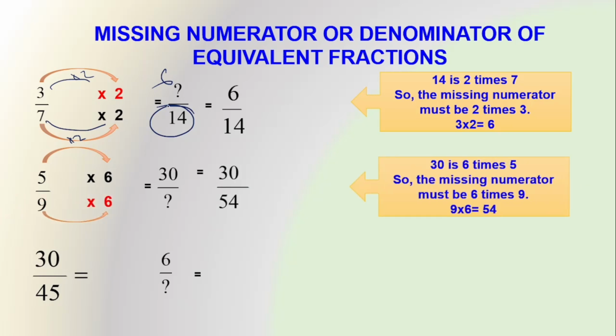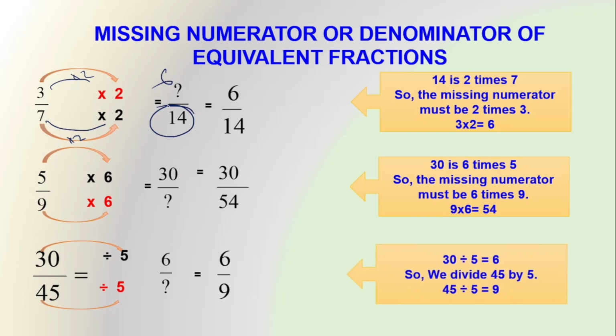Okay. Now the next one, division. So 30 divided by 5 is 6. Similarly, 45 divided by 5 equals 9. So the answer is 6 by 9. Understand how to find the missing numerator and denominator.